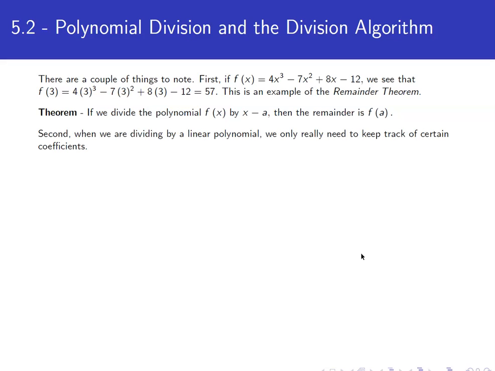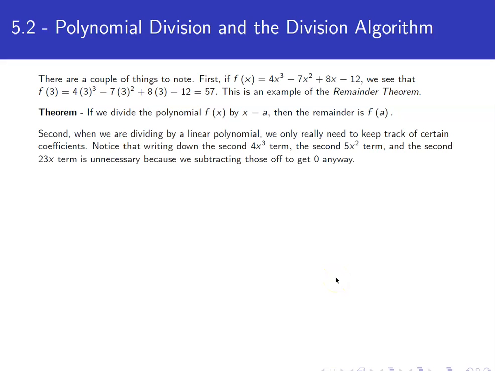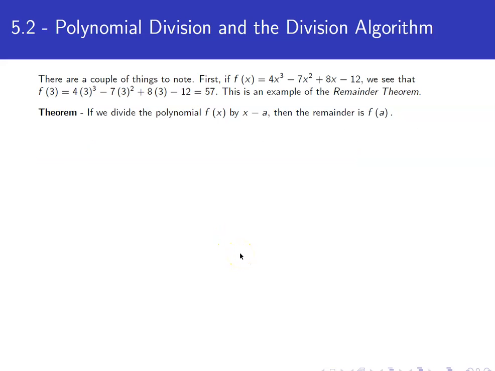The other thing to notice is that really we don't have to keep track of all the x's as we go along. We only really need to keep track of certain coefficients. So when we wrote down the second 4x squared term, the second 5x squared term, and the second 23x term, we really didn't need to, right?